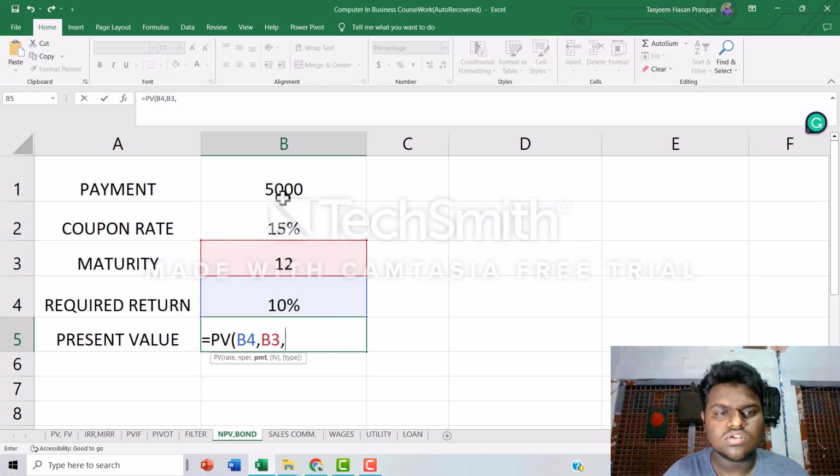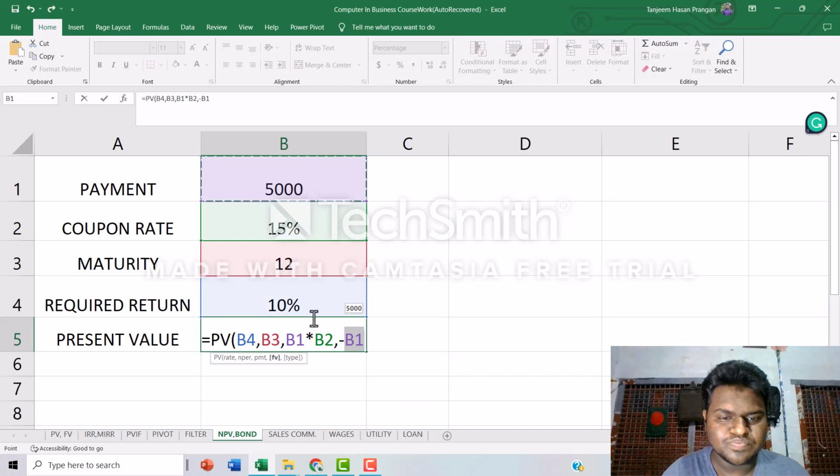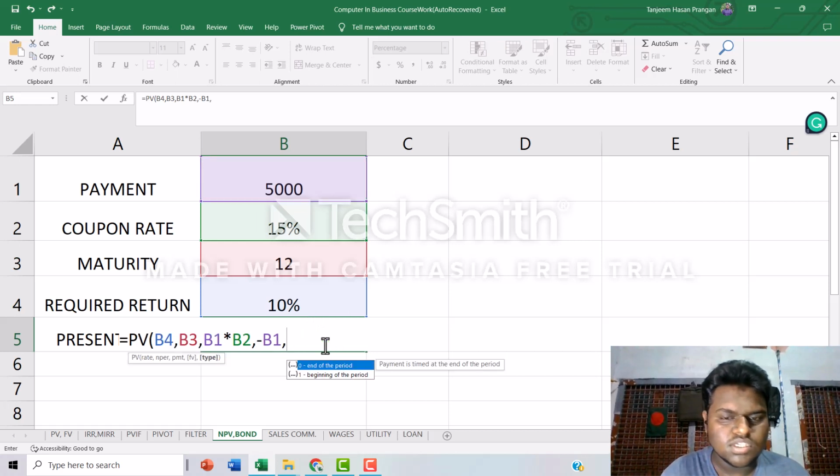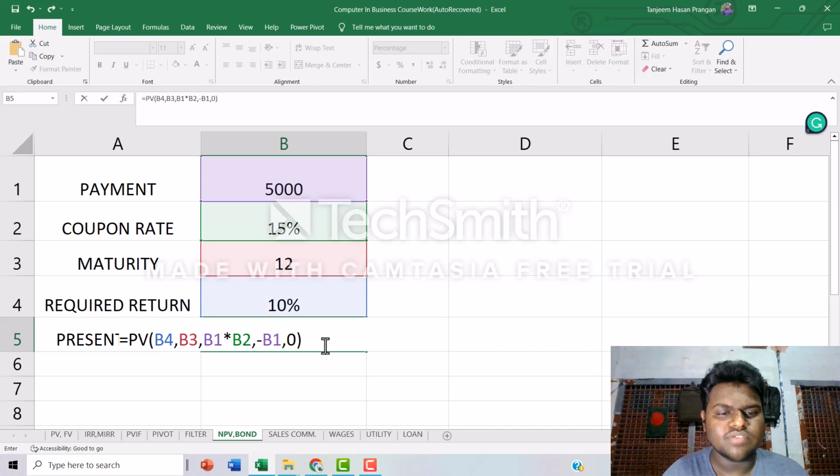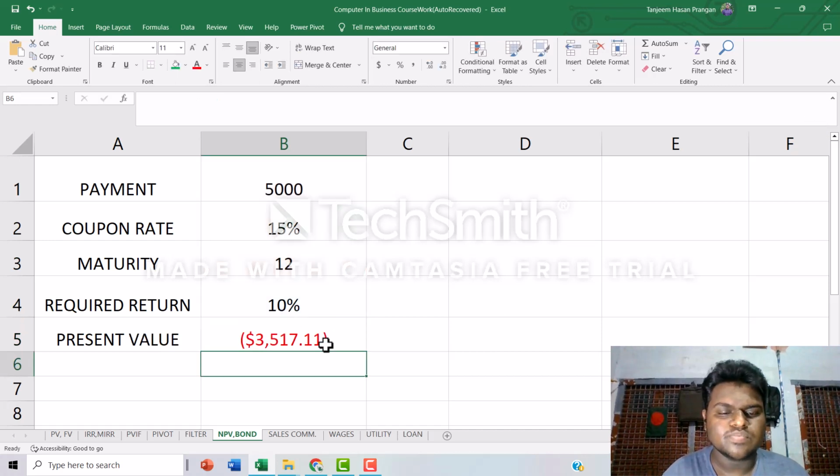Here is a note to remember: we have to multiply the payment with the coupon rate. Then we have to put the future value in minus figure, so the minus and then the par value. Then we have to calculate this for the end of the period, so 0 again, then closing the bracket. So this is the formula to calculate the present value of a bond, and this is the figure. This is the present value or bond valuation for a $5,000 bond.